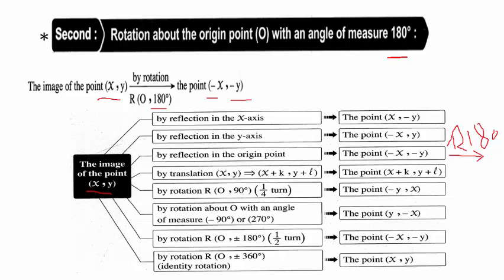Translation: the point will be (x plus k, y plus l). Rotation 90 degrees will be (negative y, x). Negative 90 or 270 will be (y, negative x). Rotation positive or negative 180 will be (negative x, negative y). 360 will be the same point. If we rotate around the origin point by 360 degrees, we will return to the same point, (x, y).